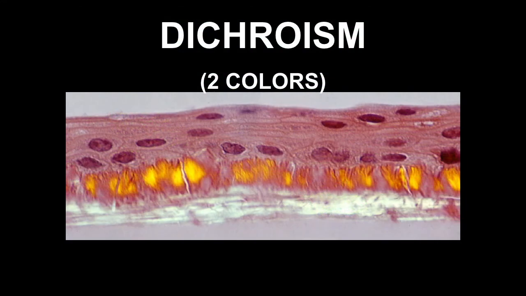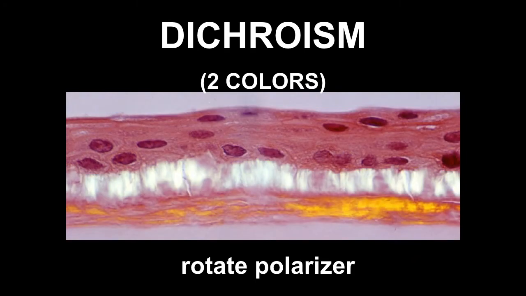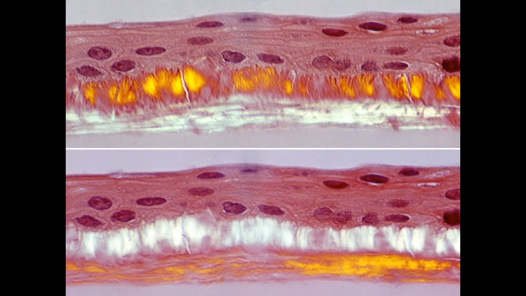Amyloid also shows dichroism. Dichroism means two colors. Here we see a band of amyloid beneath the corneal epithelium. A part of it is orange and part of it is green. We rotate our polarizer, and the green parts turn orange and the orange parts turn green. So this is the dichroism.